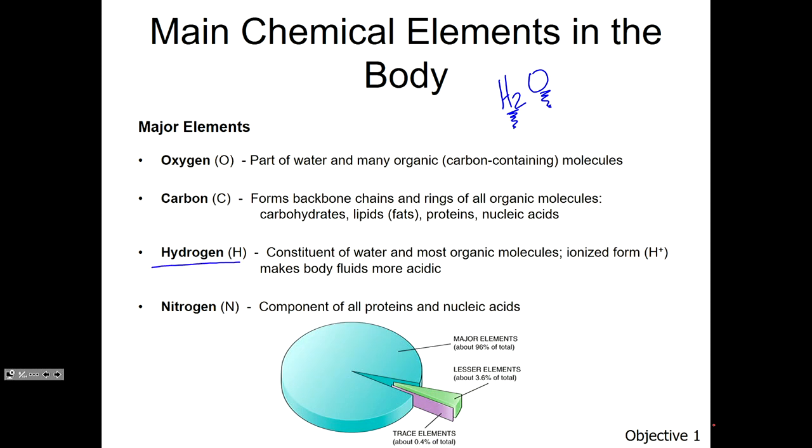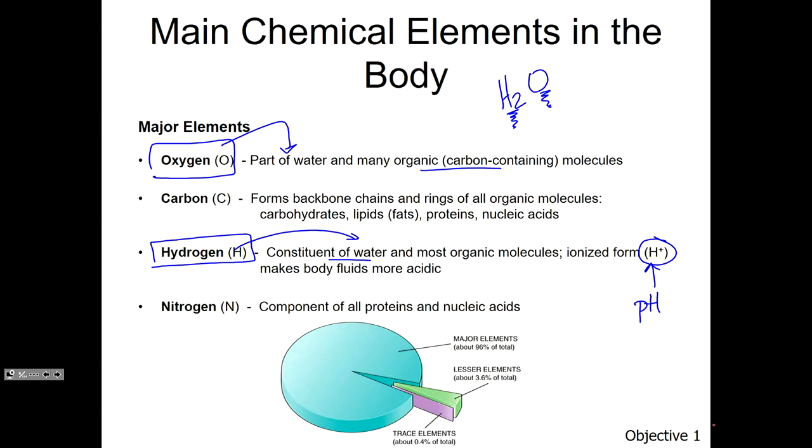So it doesn't seem to be very crazy that we would find hydrogens and oxygens on this list of the main chemicals, or the main elements, sorry. Okay, so oxygen, obviously part of water. We're also going to see it in a lot of organic molecules. Hydrogen, same idea, in the water. We're also going to find it playing a role in pH. So when we talk about the pH of something, that's coming down to these hydrogen ions. And we'll define ion in a second.